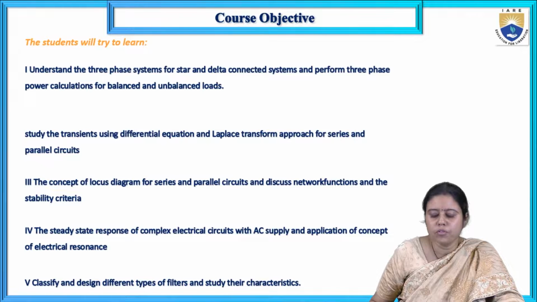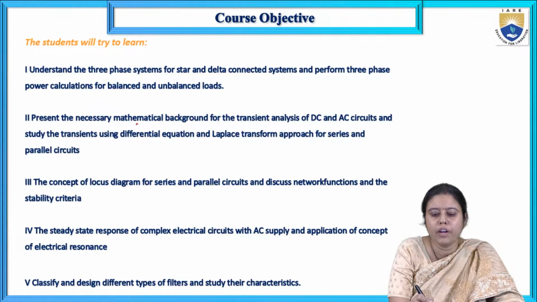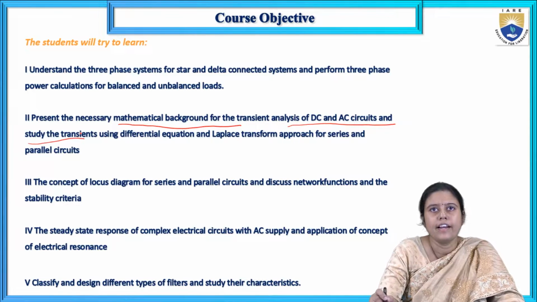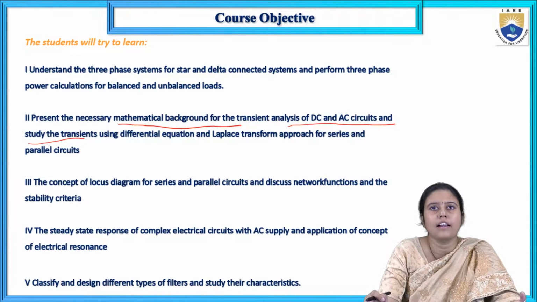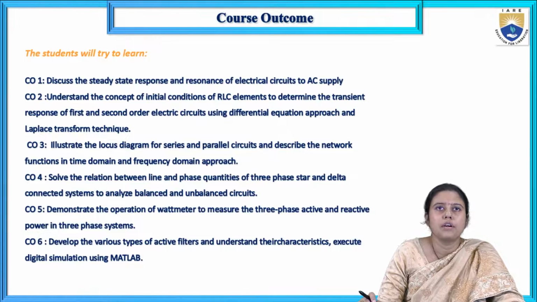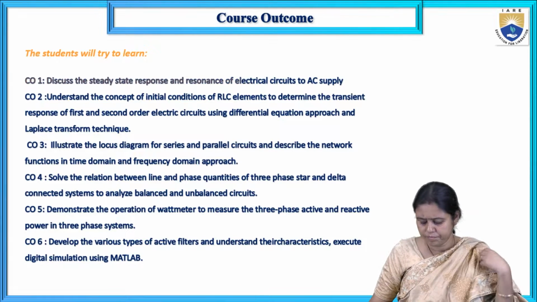So what is the main course objective? The course objective is to present the mathematical background. Today we are going to discuss the mathematical background of the transient analysis for DC and AC study, and in later class we will discuss the differential equation. What is the course outcome? The course outcome is to understand the concept of initial conditions of the RLC elements to determine the transient response for first order and second order electrical circuits.